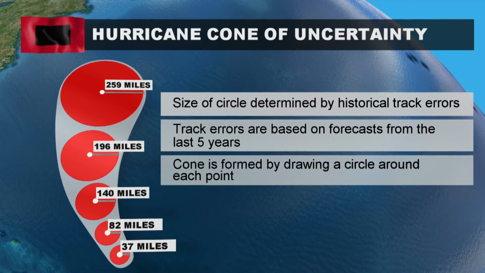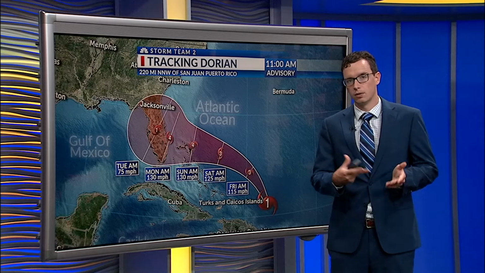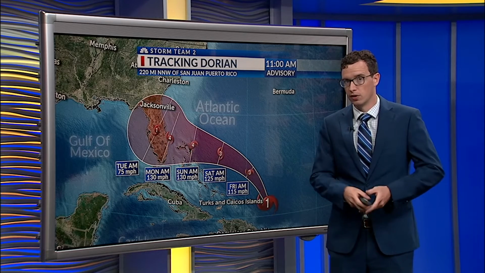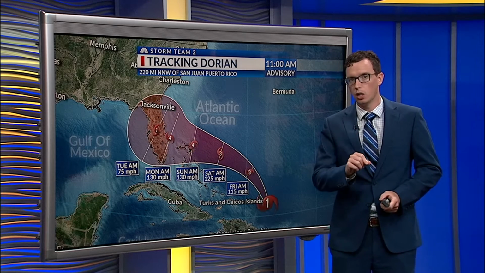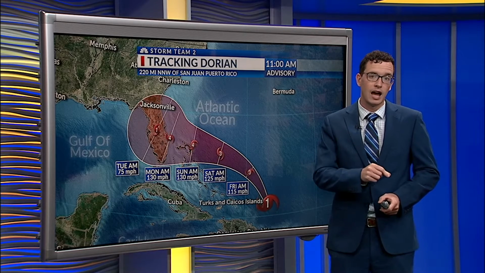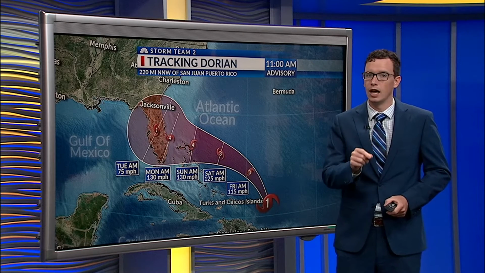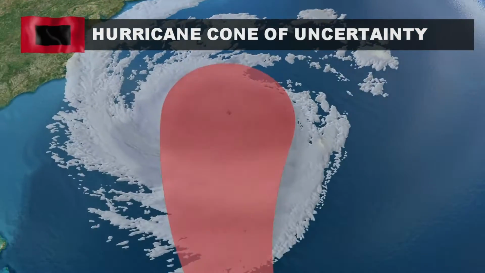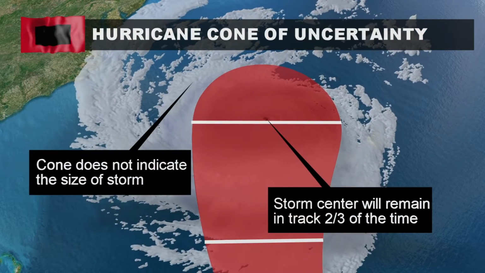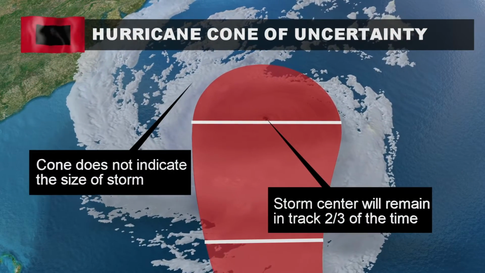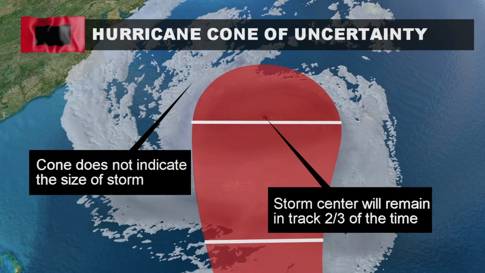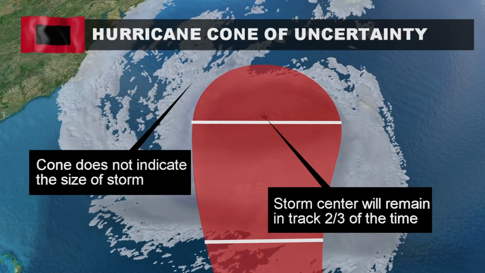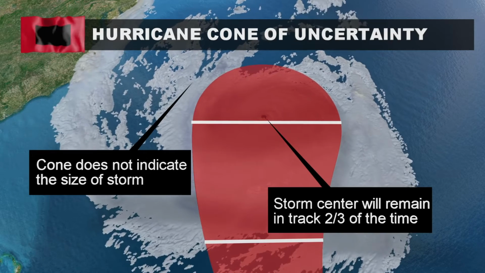Forecasts generally become more muddled and more inaccurate the further one goes out in time, the reason why the cone expands over time. The cone has gotten smaller over recent years as our forecasts have gotten better, but they are still not perfect. The cone represents the probable track of the center of the storm. The center of the storm will stay within the cone 2 out of 3 times, but it does stray away from it 1 out of 3 times.